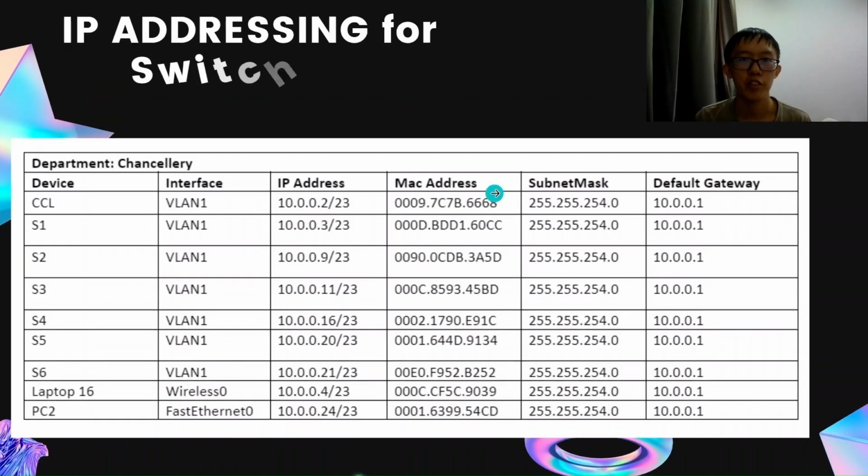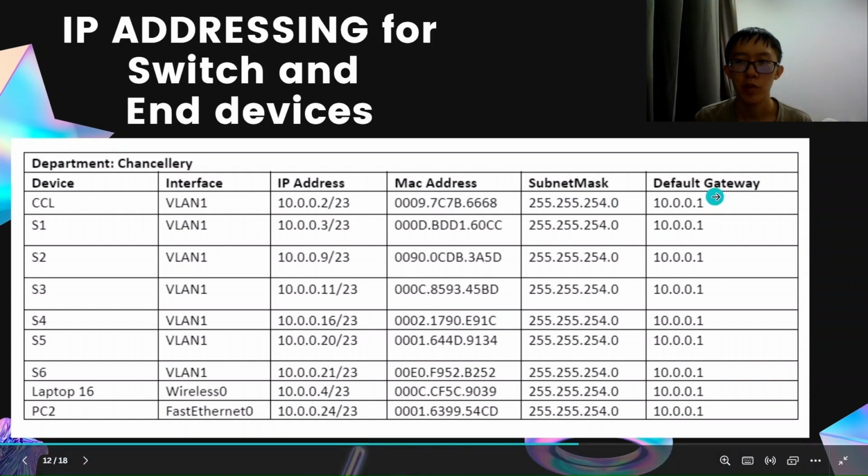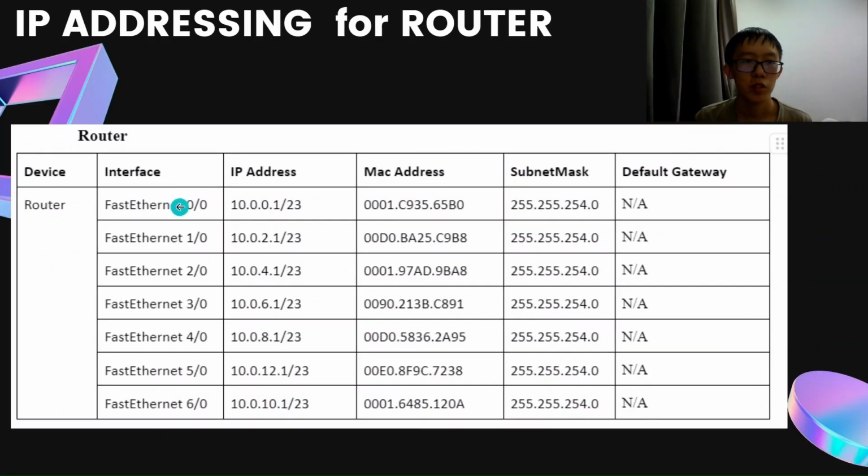Next is the IP addressing for the switch and end devices. For example, we take the sensory department. The first is the switch CCL using the interface VLAN1. Following that, we need to assign the IP address for the switch, 10.0.0.2, and the subnet mask is the same. The default gateway needs to follow the previous one, which is the FastEthernet 0/0 IP address, the same as it.